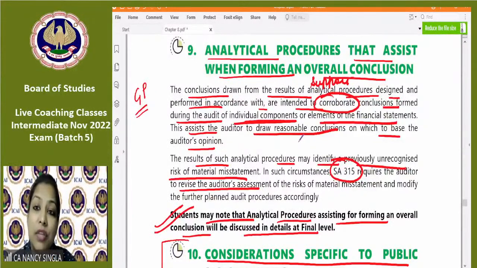Now take a situation where he checked all the items of the P&L and they were all correct as per his calculations and everything. Now, when he is checking the GP ratio, according to his expectation it should be 10%, and actually it is coming at 15%. So it is not supporting his conclusion with respect to individual components. So this is what is meant by this paragraph.